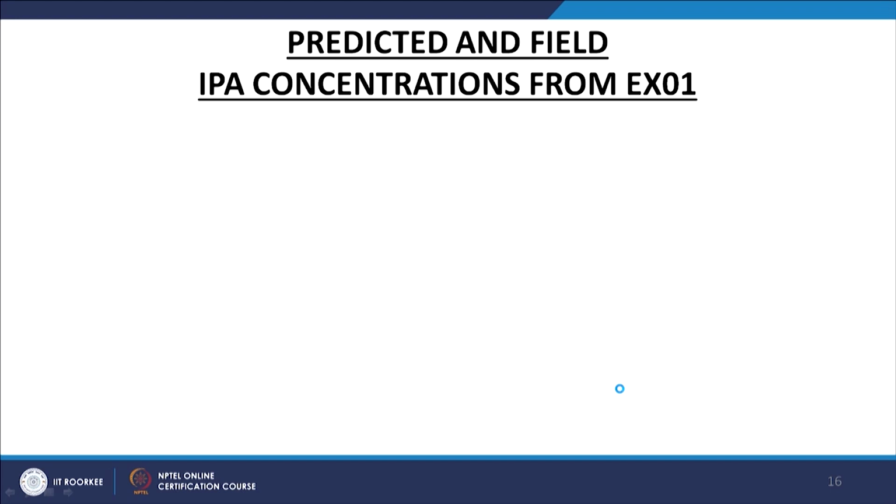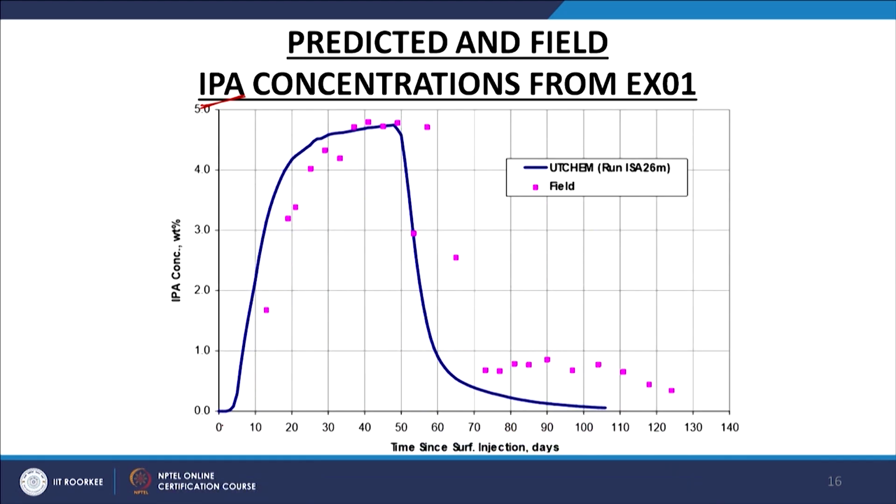They also looked at another solvent, isopropyl alcohol. Same case here: initially they injected the isopropyl alcohol, the solvent, along with the surfactant, and as you can see the model did a decent job in predicting this behavior of the solvent. And here, during the flooding with water, you still have considerable concentrations of the isopropyl alcohol.